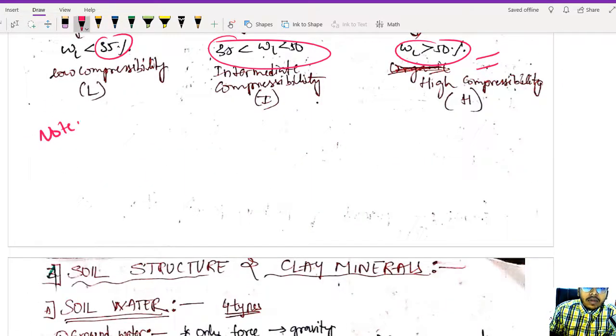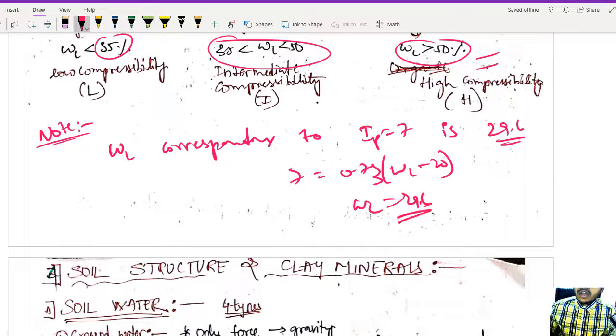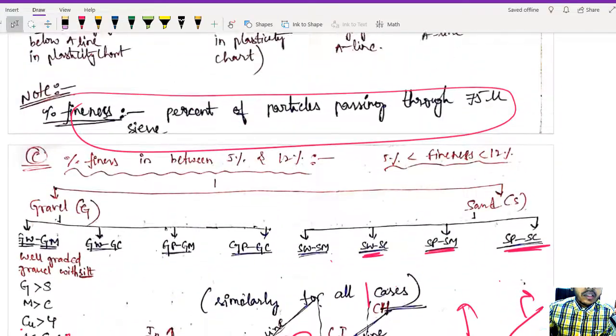Write it down and make a note. So your liquid limit WL corresponding to IP value of 7 is, so what is the answer? 29.6. How to get it? 7 is equal to 0.73 WL minus 20. Just solve it, you will get your answer as 29.6. So here I want to end this.